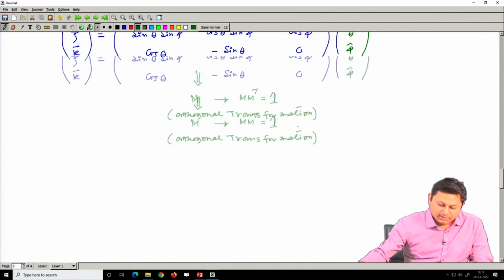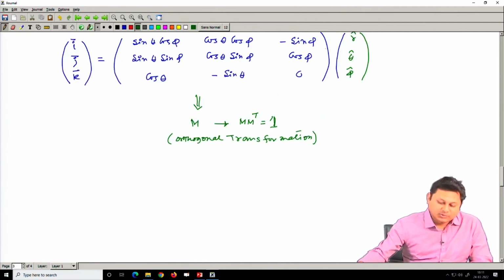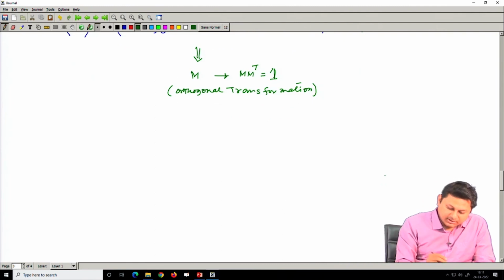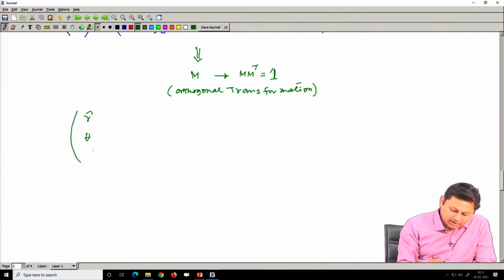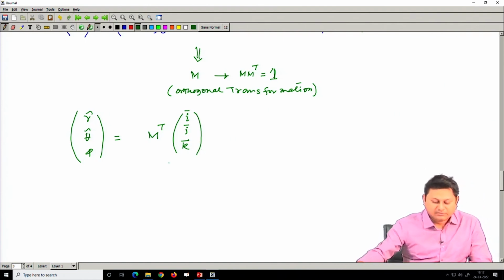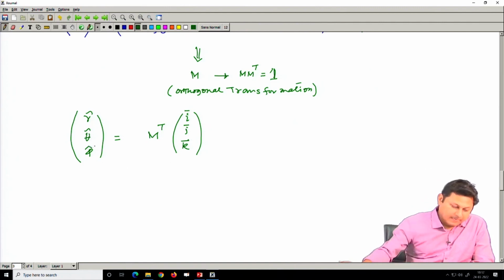So, if I just make a transpose, you are going to get it. I am not doing that. If you want to get r theta phi, you need to put the M transpose here, and you will get i j k on this side. This is how one can extract the other information from the r theta phi unit vectors.